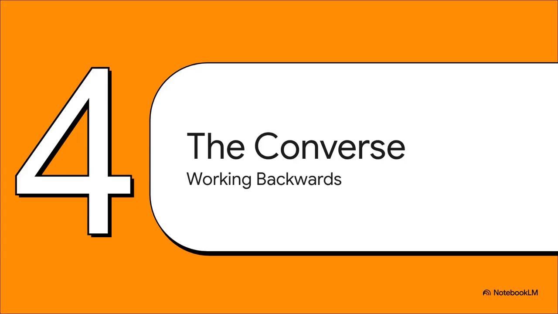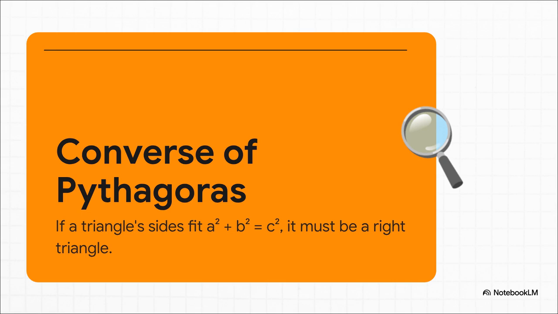So the theorem lets us find a side length if we already know it's a right triangle. But what if we're not sure about the angle? What if all we know are the side lengths? Well, it turns out we can just use the whole thing in reverse. This is called the converse of the Pythagorean theorem. It just flips the logic around.